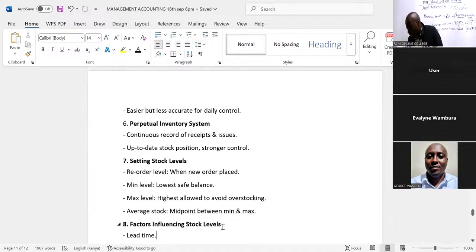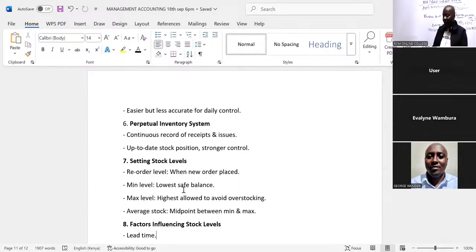So the second last there, setting stock levels. We have various types of stock levels. For example, we have what we call the reorder level. Reorder level is when a new order must be placed. You see, ladies and gentlemen, assuming you have 10,000 units in stock, you can't wait until all these 10,000 units are depleted 100% for you to place an order. You will go wrong. Once we hit that level, we must pick our phone and call our suppliers. That particular level at which we call our suppliers is what we call the reorder level. Very, very important.